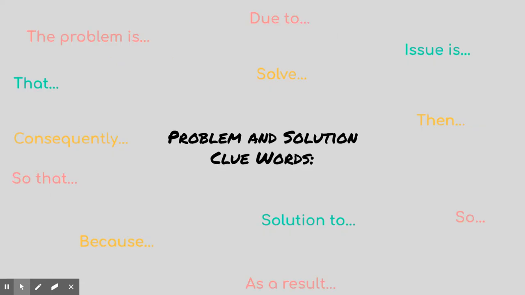So like our other text structures, we have talked about some clue words that might tell us that it's a cause and effect text or a compare and contrast text. Today we're going to talk about our problem and solution clue words. So we have the problem is, due to, that, solve, issue is, consequently, then, so that, because, solution to, so, and as a result. And now remember, like we talked last week, when you see those clue words, those are not going to be automatic that it is a problem and solution text. So when you see those clue words, that might give you a hint, but you have to keep reading, fourth graders, to make sure that you know it is a problem and solution text.